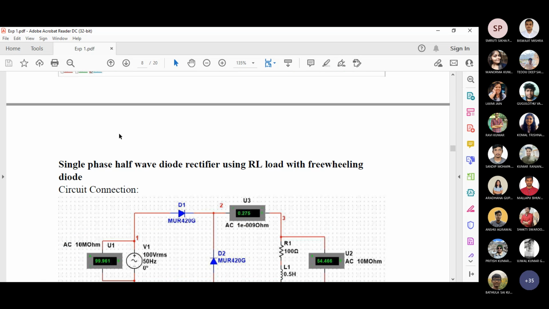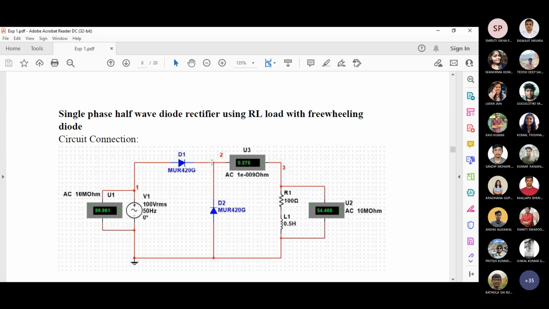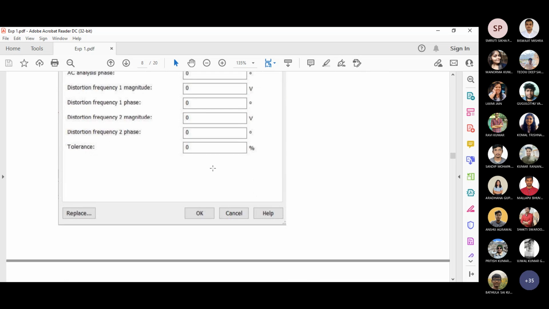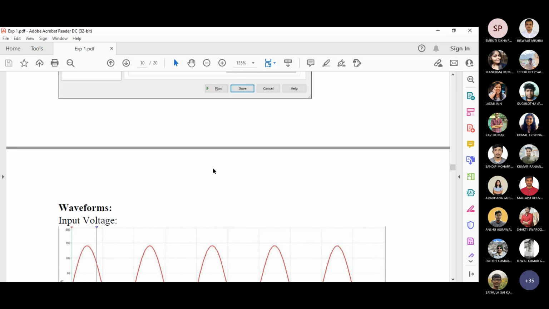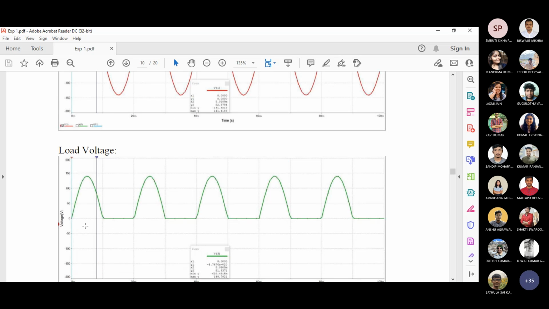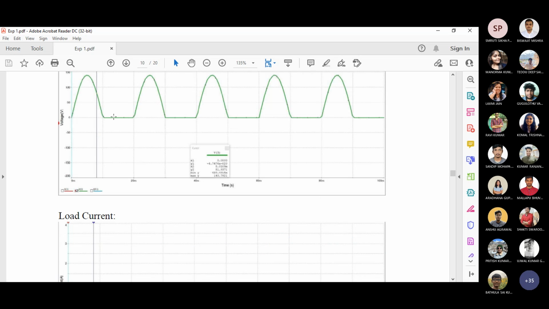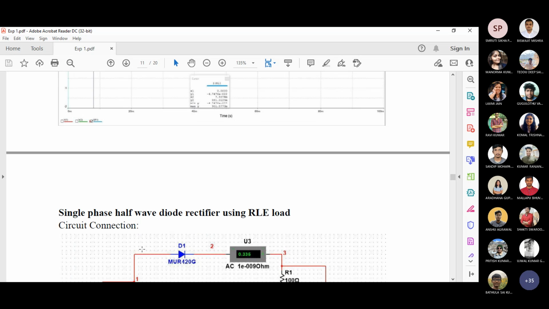Then single phase half wave rectifier with freewheeling diode. If you include a freewheeling diode, what happens? That point will be zero. If you see the waveform, the negative voltage that was coming in that portion will be zero, and the current is also extended. Here you can see the freewheeling points are there. Like that you will get the waveforms.